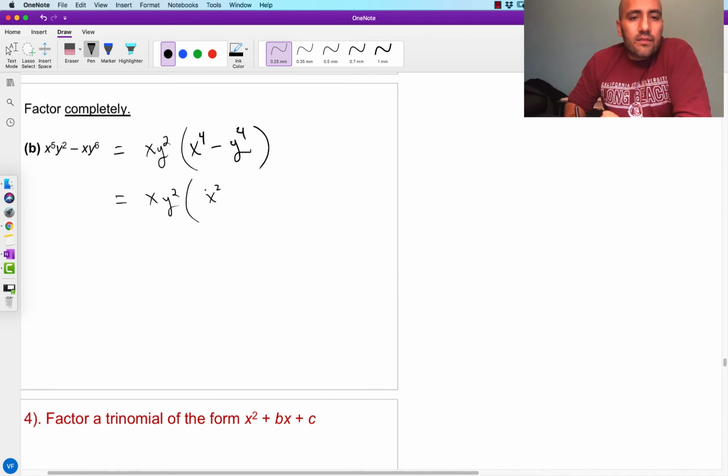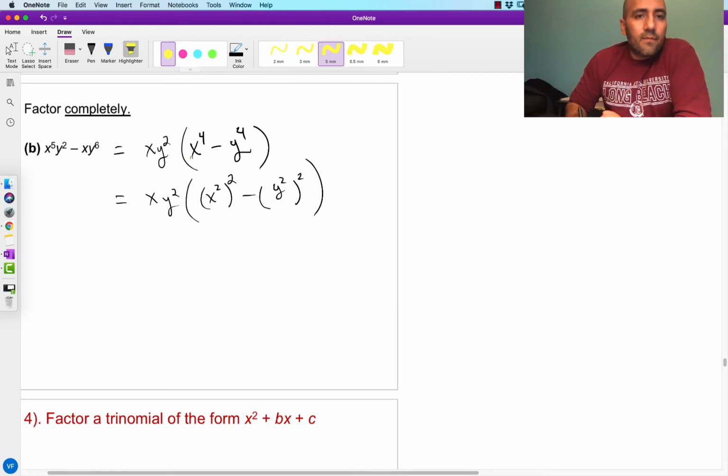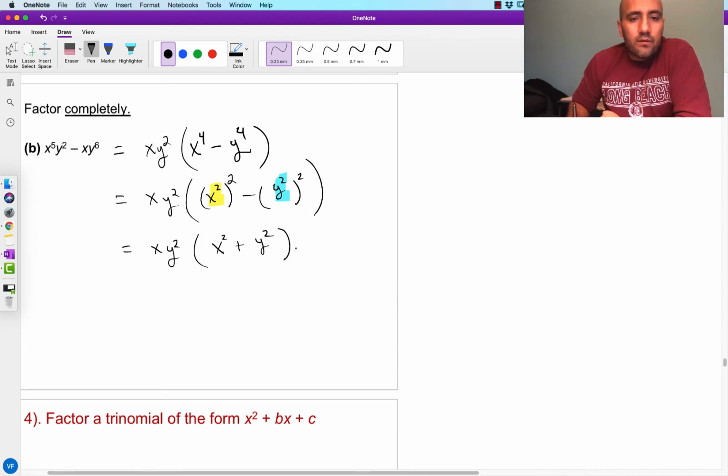But we can rewrite it this way. It could be something squared minus something squared. So we're back to our difference of squares, right? That's where the a is this guy, and the b is this guy. So this is going to be xy squared times this squared plus this squared. And then next we have this squared minus this squared.